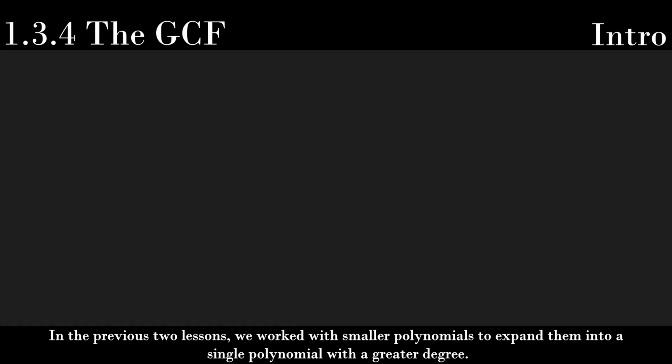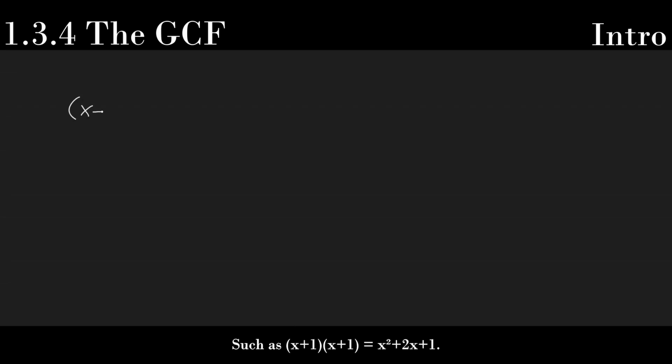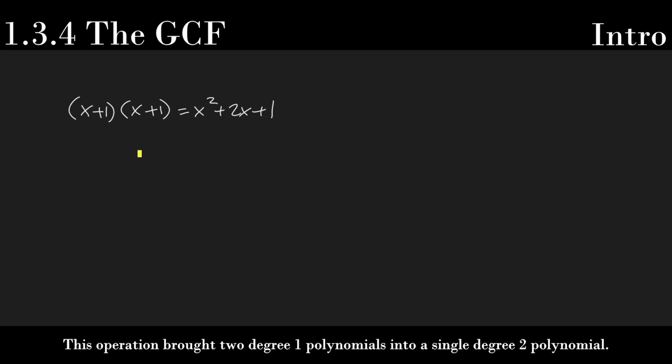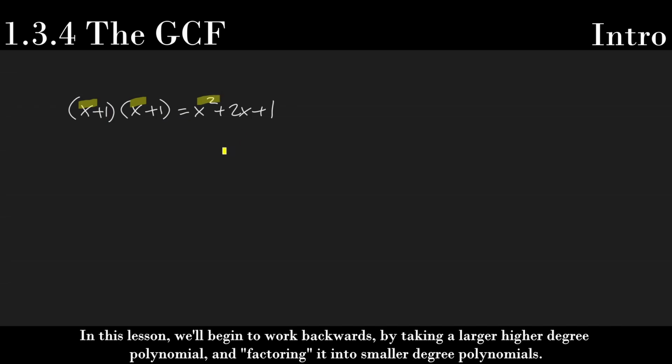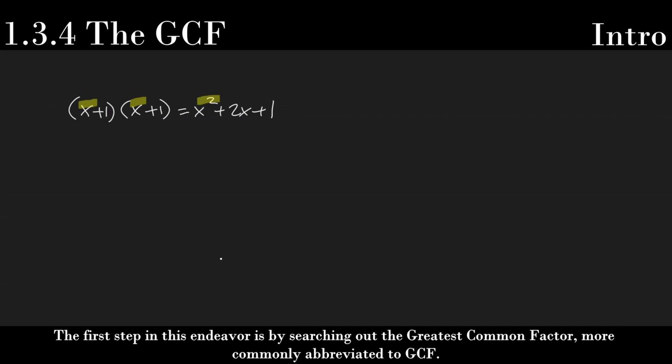In the previous two lessons, we worked with smaller polynomials to expand them into a single polynomial with a greater degree, such as x plus 1 times x plus 1, which equals x squared plus 2x plus 1. This operation brought two degree 1 polynomials into a single degree 2 polynomial. In this lesson, we'll begin to work backwards by taking a larger, higher degree polynomial and factoring it into smaller degree polynomials. The first step in this endeavor is by searching out the greatest common factor, or more commonly abbreviated to the GCF.